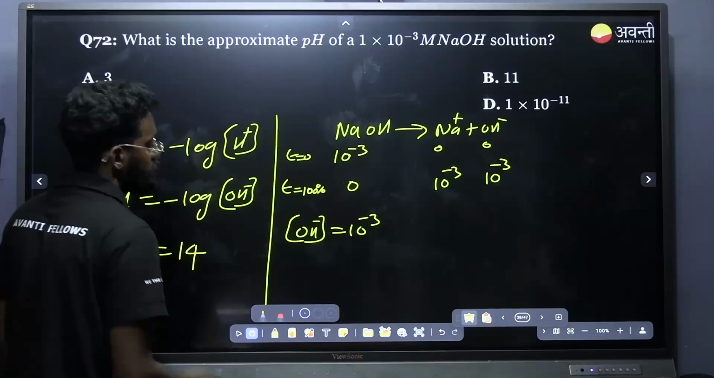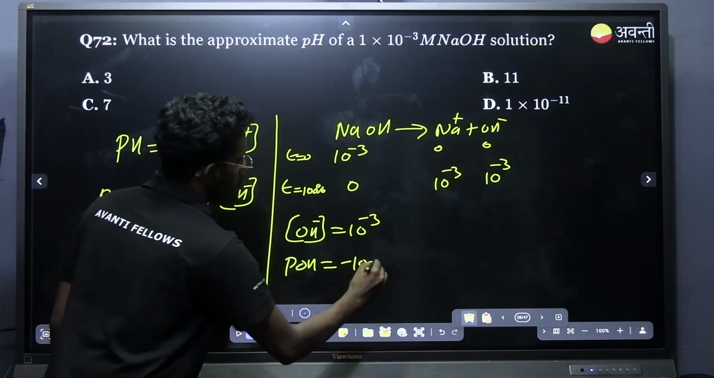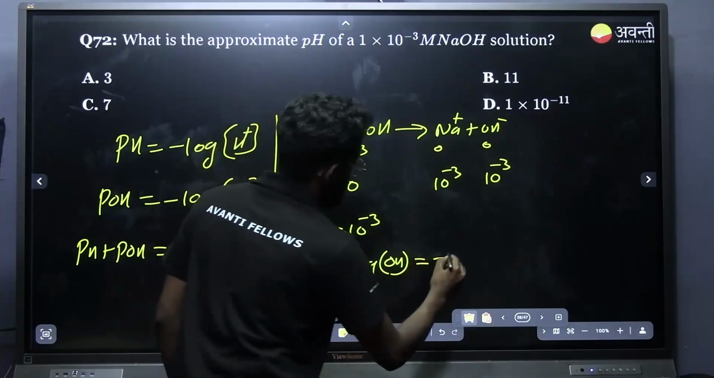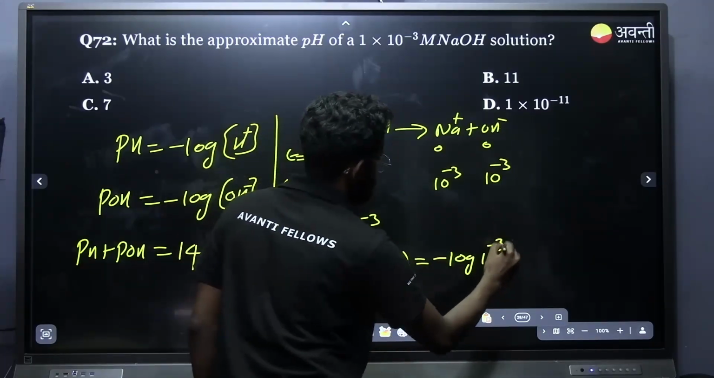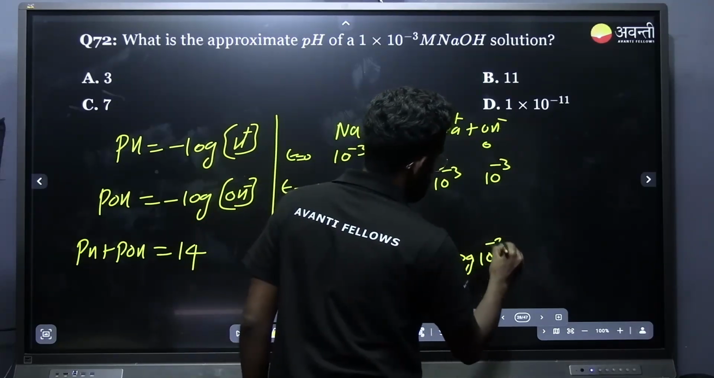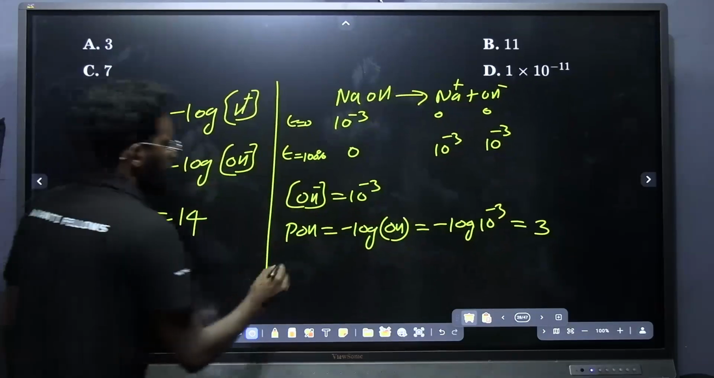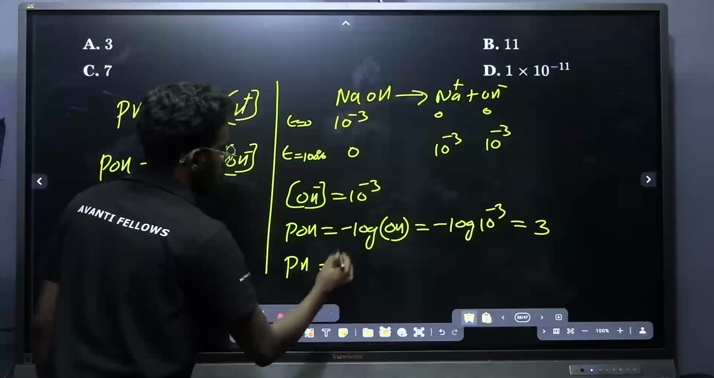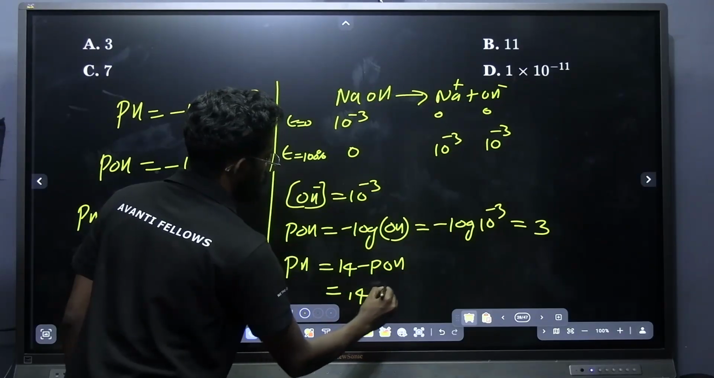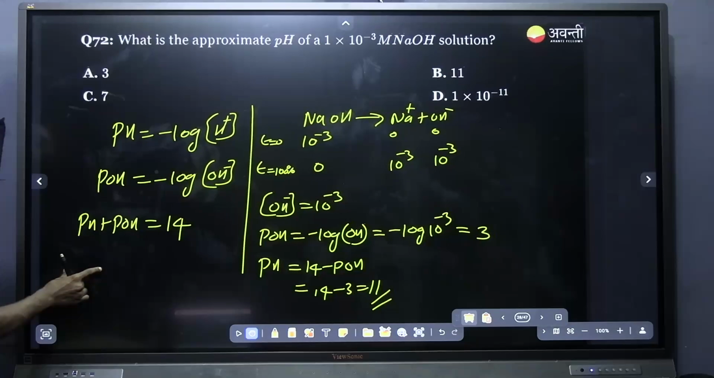Now pOH is equal to minus log OH minus, which is equal to minus log 10 to the power minus 3, and the answer is 3. We got pOH as 3. But what about pH? pH is equal to 14 minus pOH, which is 14 minus 3, which is equal to 11. This is the correct one. Option B is the correct one.